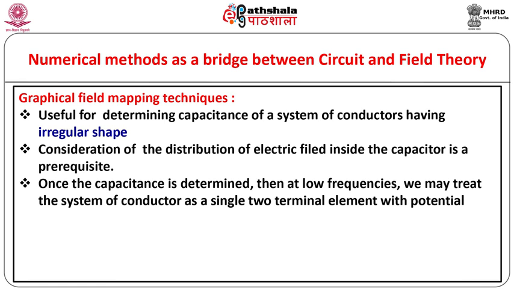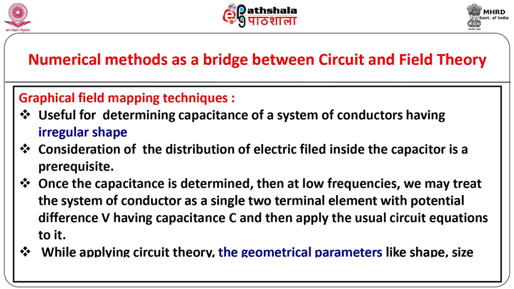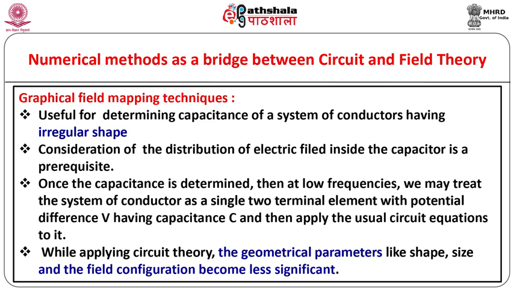But once the capacitance is determined, then at low frequencies, we may treat the system of two conducting plates as a single two-terminal element with potential difference V having capacitance C dash, and then apply the usual circuit equations to it. While applying circuit theory, the geometrical parameters like shape, size, and the field configuration become less significant. It is advisable to get more information about such interacting graphical methods from standard text and references.